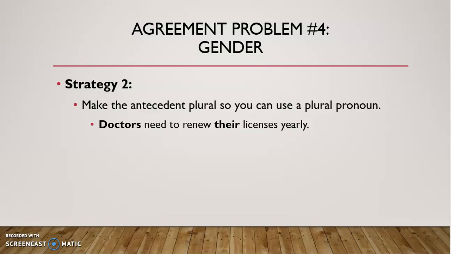Strategy number 2, make the antecedent plural so you can use a plural pronoun. Doctors need to renew their license yearly. So that way that includes both male and female doctors.